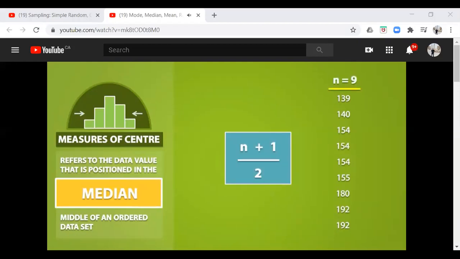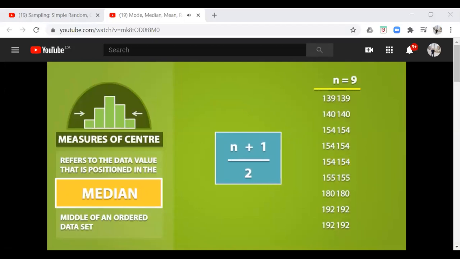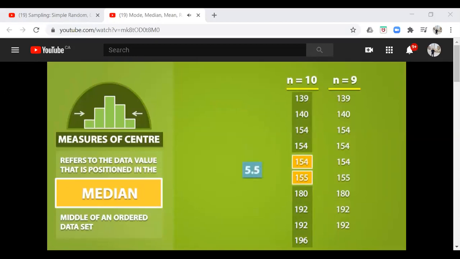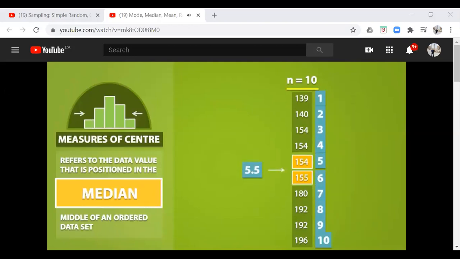When we have an odd number of data values, the median will always be apparent. However, if n is an even number, we have 2 middle data points, and if we use the formula, we end up with 5.5. We see that there isn't a value in this position, so we take the arithmetic average of the two values beside this position. So we would have (154 + 155) / 2, and we get an answer of 154.5. This value is in fact the median for this dataset.